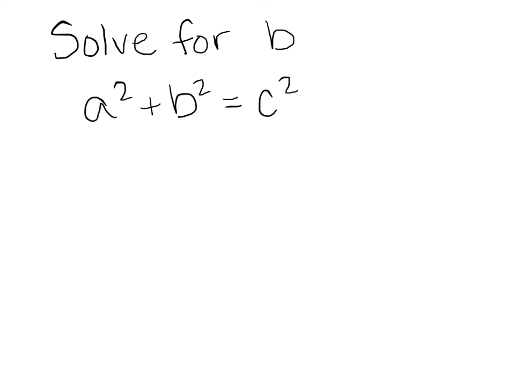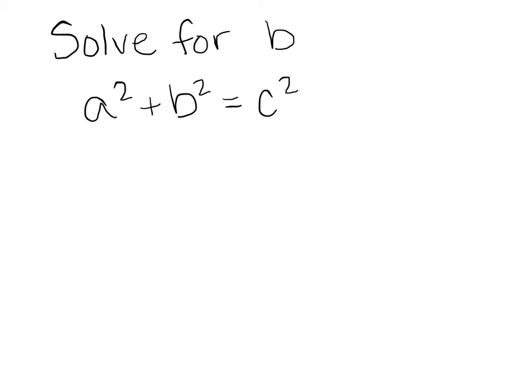Everybody should be really familiar with this formula. A squared plus B squared equals C squared. That's the Pythagorean theorem for right triangles. We're going to solve this for B, so that would be if we knew the hypotenuse and we knew one of the legs and we wanted to find the other one. Solving this for B is pretty handy because sometimes these can get messy with all those squares.